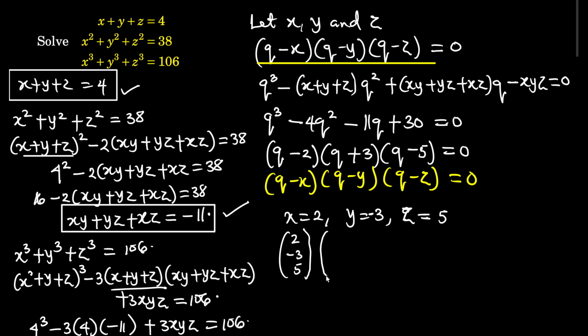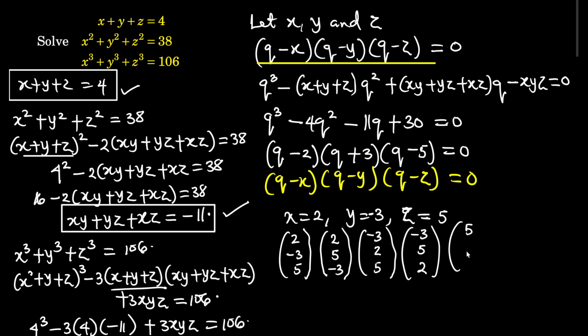As we've said, x, y, and z can take on any of those values in any order. So the next one can be 2, 5, and negative 3. Then we could have negative 3, 2, and 5. Again, we could have negative 3, 5, and 2. And lastly, we could have 5, negative 3, and 2, and 5, 2, and negative 3. So these are the possible values of x, y, and z. These are symmetric permutations of the results that we initially obtained. So thank you.